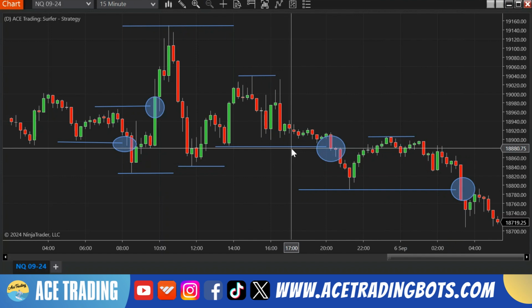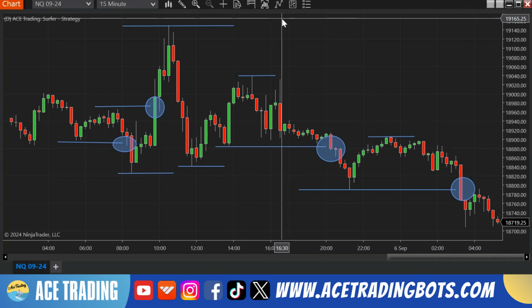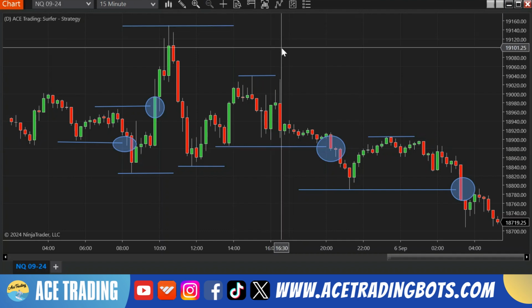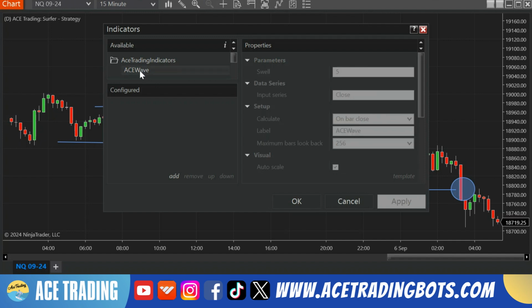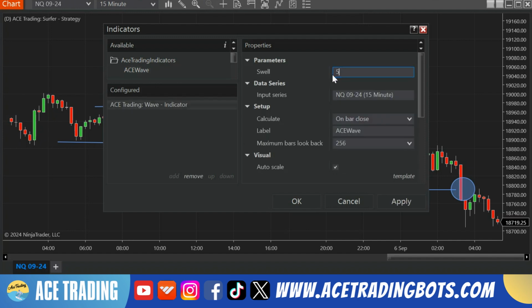Okay, so how are we going to add the strategy to the chart? So the first thing we do with this particular strategy is we like to use our AceTrading wave indicator. So I'm going to add that to the chart now. So you can see on the chart, I have our AceTrading indicators, and Ace Wave is our very popular indicator. I'm going to put my swell size as 4. So I'm looking for swells, the size of the pivot points being around that level 4.